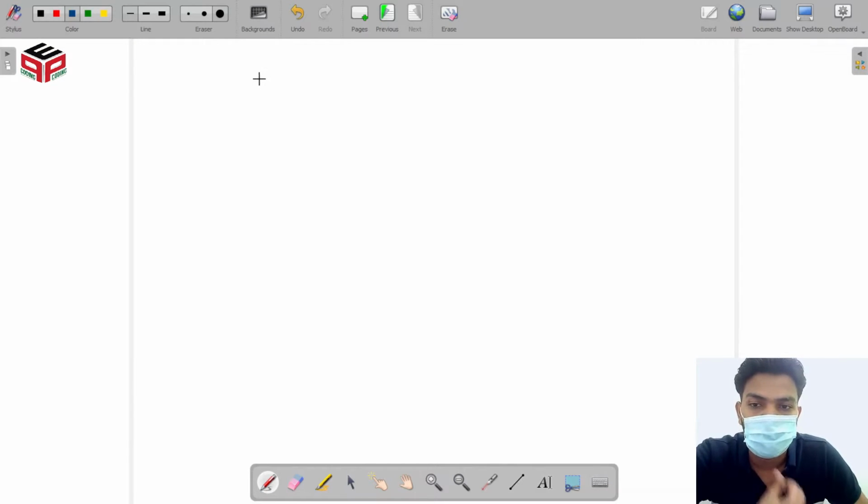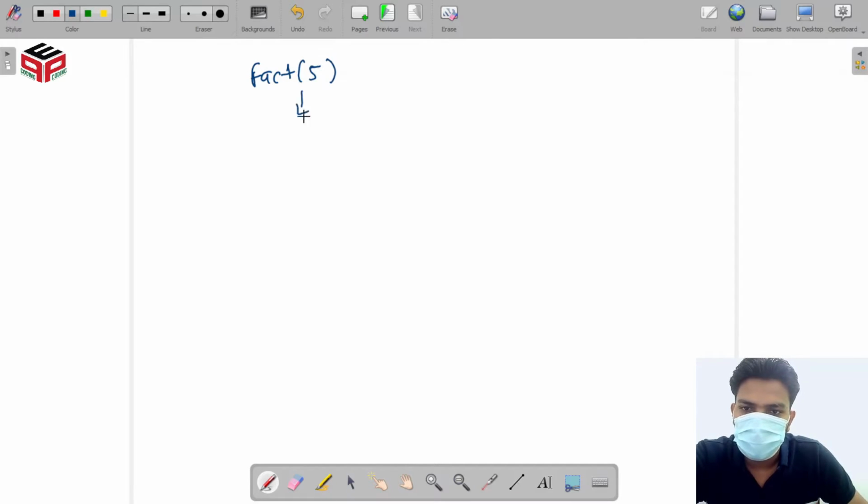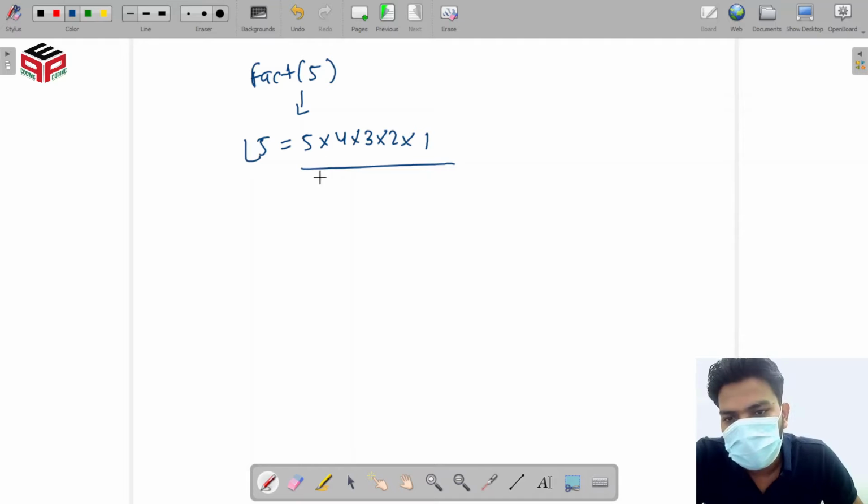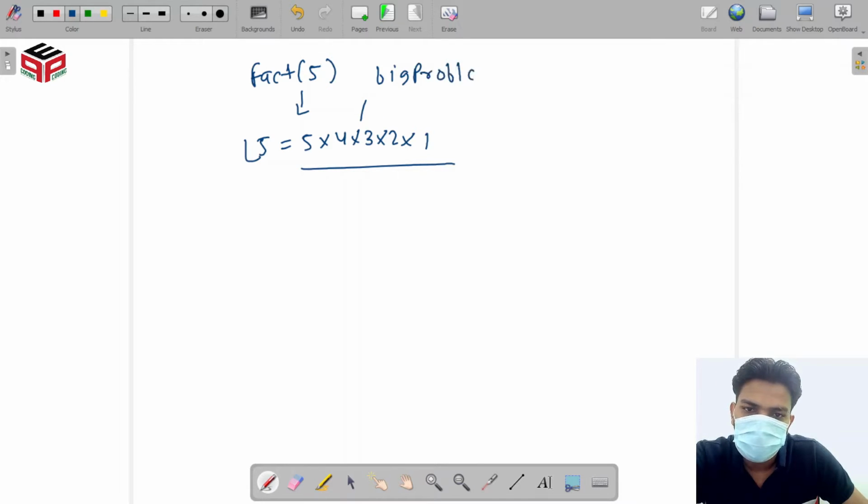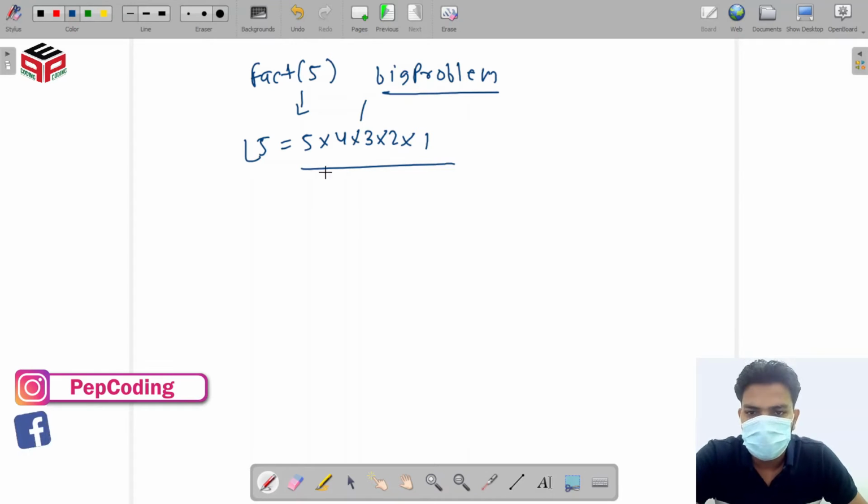So what is the faith in this question? We have to calculate the factorial of 5, which means we have to calculate 5 cross 4 cross 3 cross 2 cross 1. This is what we want to calculate. This is our big problem, the big problem we have to solve in this question.